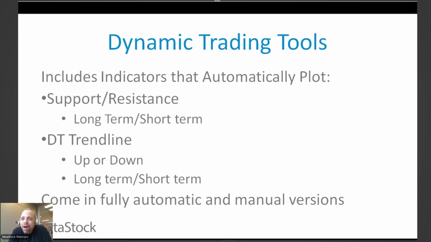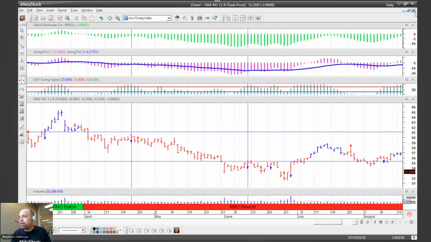Let's talk a little bit about some other indicators I really think you'll like. And these are the dynamic trading tools. These are indicators that have been in MetaStock for a long time now. I think we added them in 7.0 or 7.2. They've been in MetaStock for a long time, so you may not even know they exist, but they're really cool. They draw for you support and resistance, either long-term or short-term. They draw trend lines on the chart for you, and they come in fully automatic or manual versions. So I want to go ahead and show you an example of that.